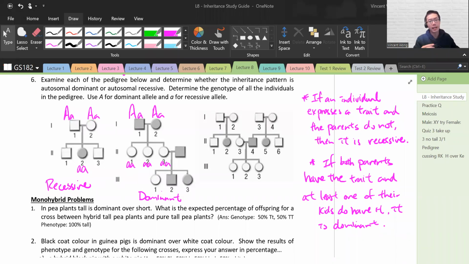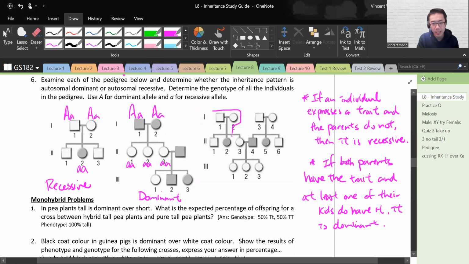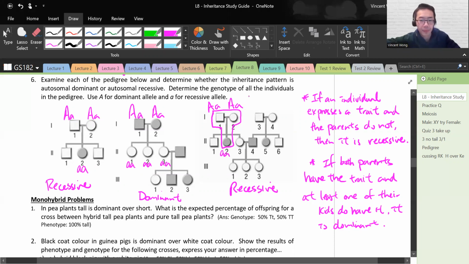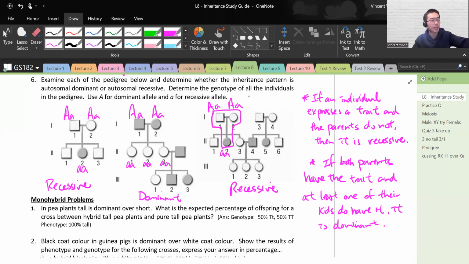Well, you can see that, again, you have to look at the parents, right? Look at the parents and look at the kids. Over here, we have parents who don't have the trait, but then their kids have it. So according to what I told you, if an individual expresses a trait and the parents don't have it, then it must be recessive. Okay, so this is little a, big A, small a, like that. All right, so that's the solution for the pedigree. A pedigree is a family tree, right?